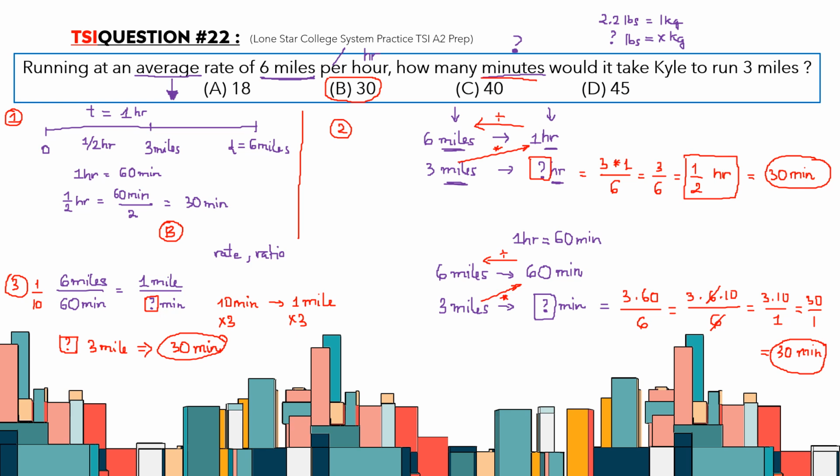For method number 2, we use the ratio directly. For method number 3, we find out how much time 1 mile takes, and then we multiply by the ratio. I will prefer method number 2 because it's fast.